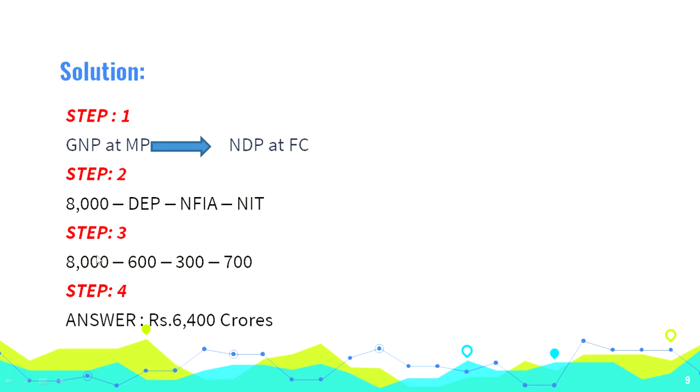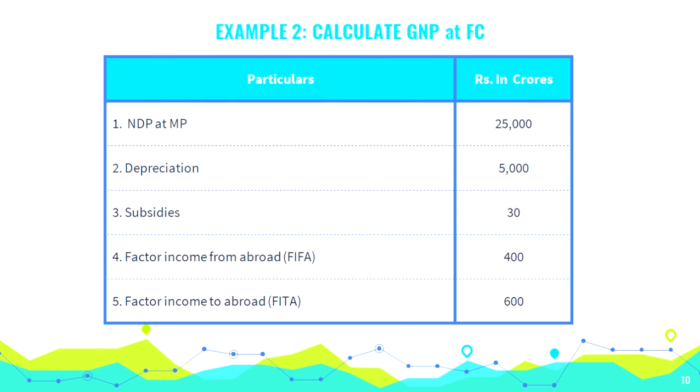Now, the third step is very simple. Substitute the values: 8,000 minus 600 minus 300 minus 700. So, you will get your answer as 6,400. Okay, now one more question. I'm trying to make you understand.